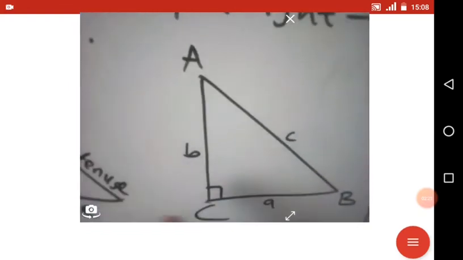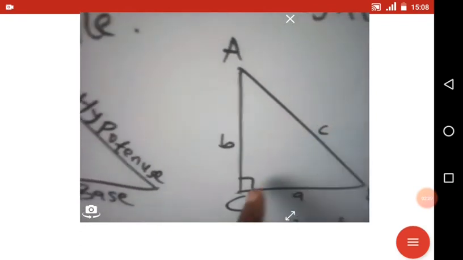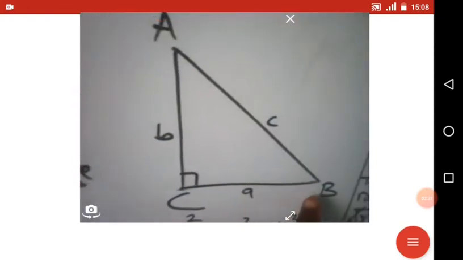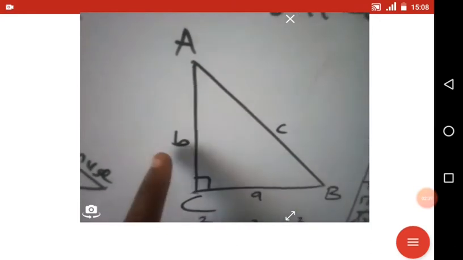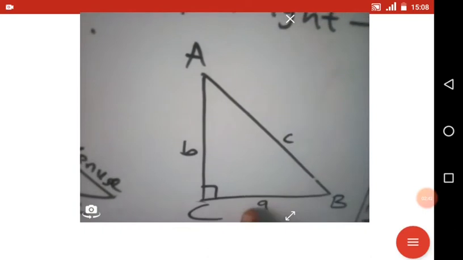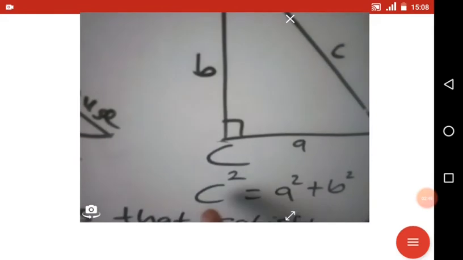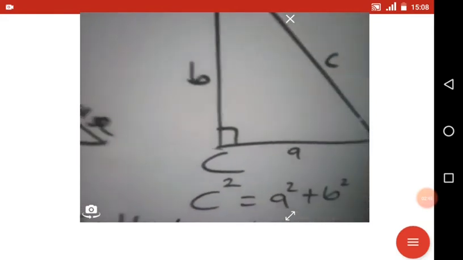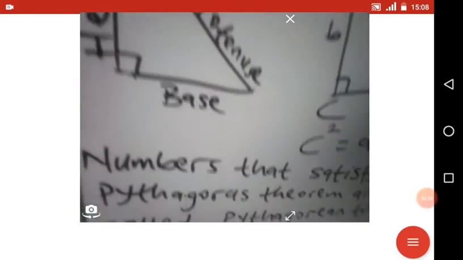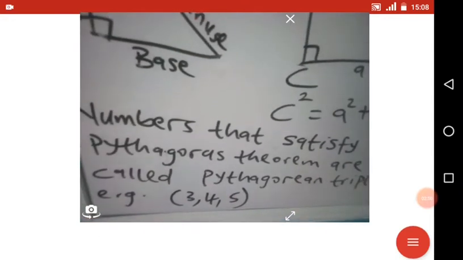For example, this is side C, and this angle is facing it, that's why I put small letter c here. This is side A, and this angle is facing side A, that's why small letter a is here. This is side B, and this angle is facing side B, that's why I put small letter b here. So this is the hypotenuse. Now, C square is equal to the square of the base and the height, A square plus B square. So that's what we have there. C square equals A square plus B square. Is that taken? Good.